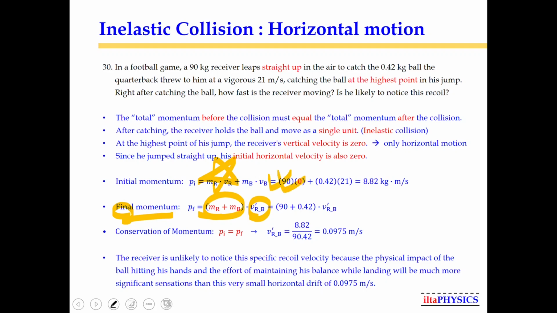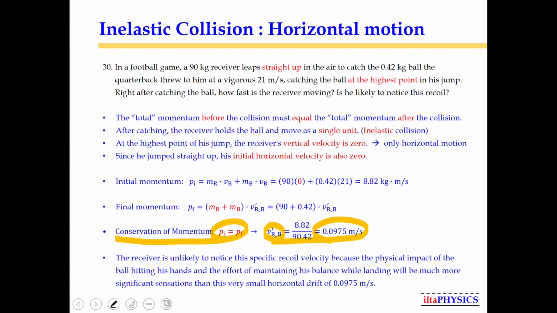By the law of conservation of momentum, the final velocity of the player and the ball is 0.0975 meters per second. Looking at this result physically, this is an extremely small velocity, so we can conclude that the player would hardly feel any recoil at all.